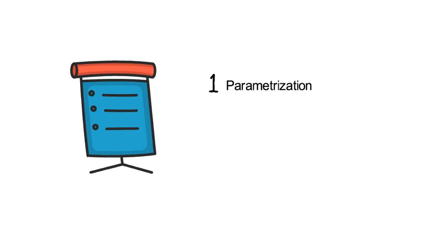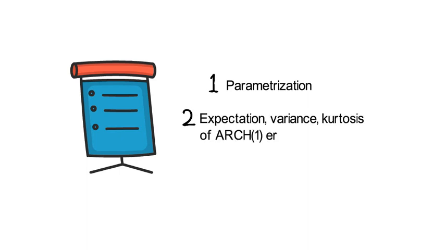And with this video, I want to address the following topics. First, how does the parameterization of an Arch1 look like? Second, I want to derive the expectation, variance, and kurtosis of Arch1 errors. And third, I want you to see that for capturing fat tails in returns, you will have to restrict the parameter space, which can limit the usefulness of more complex E-GARCH models.